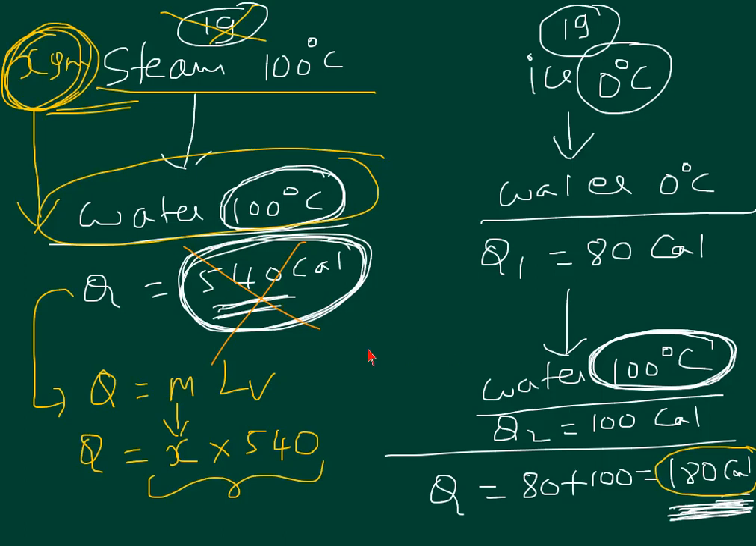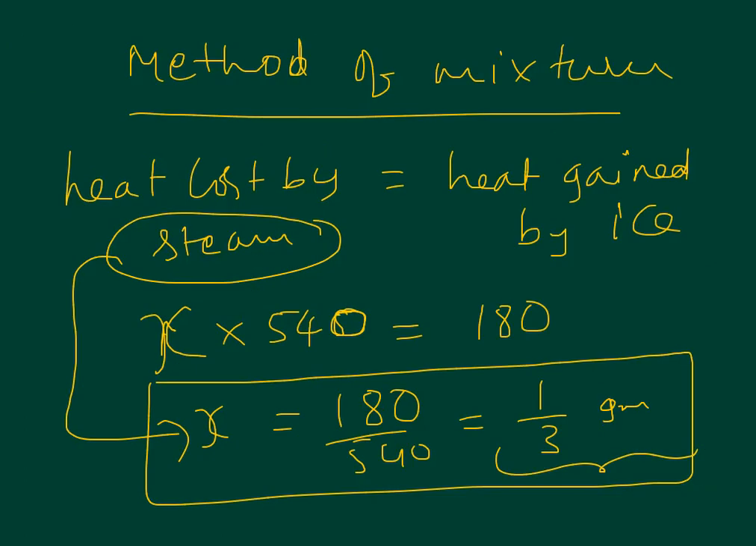Once we get the equilibrium temperature, there is no transaction. So there is no need for total steam to convert. Let us take some x grams of steam condensed, only x into 540. So this heat lost, x into 540, is equal to heat gained, 180. I equated that: x into 540 equals 180, I got x equal to 1/3 gram.